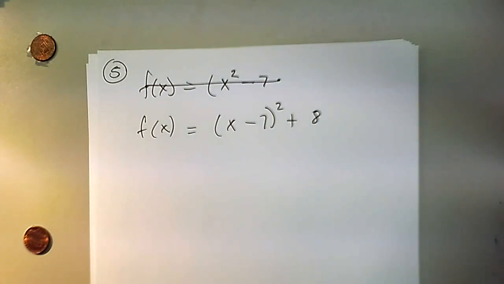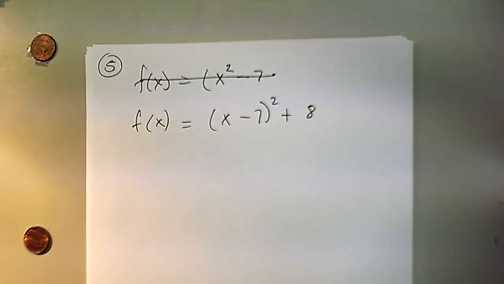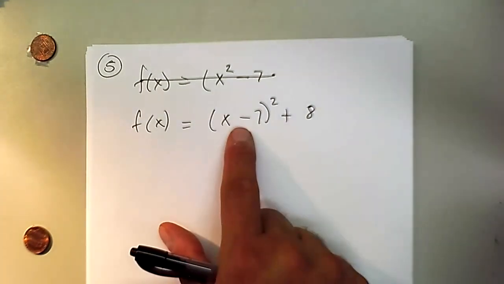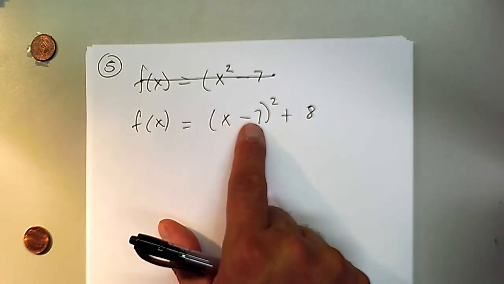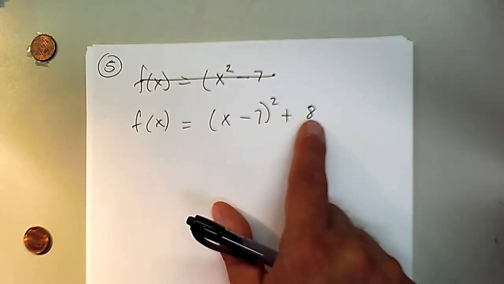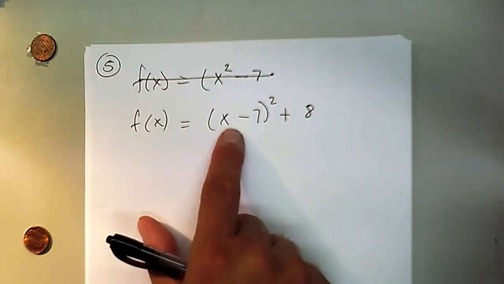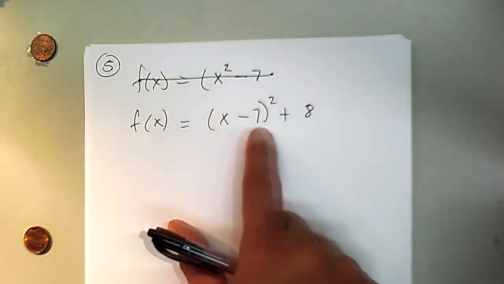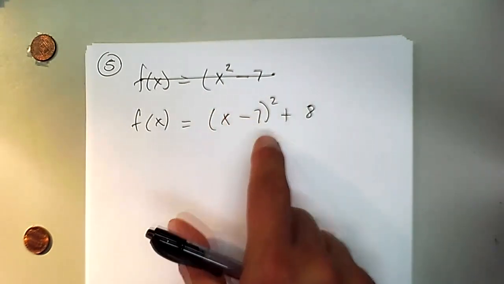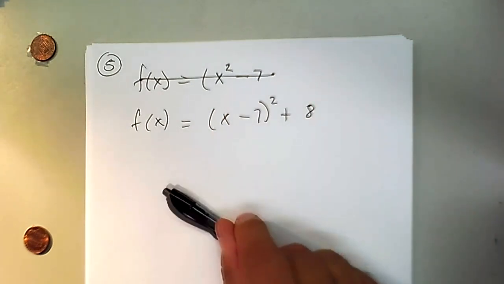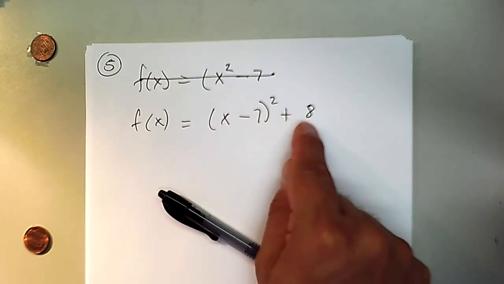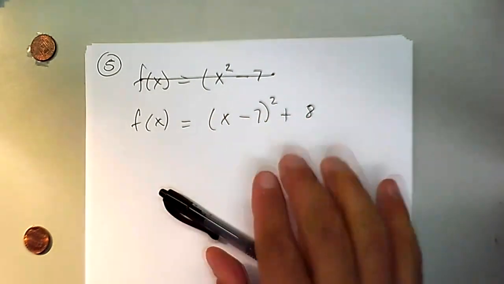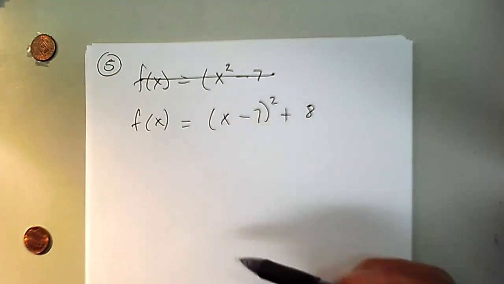Okay. Now remember our video about transformations of functions. This means that we are shifting to the right. The x squared is being shifted to the right by 7 units and then up by 8. So this setup gives us a lot of information right away. I know that the vertex will be (7, 8) without doing too much thinking.